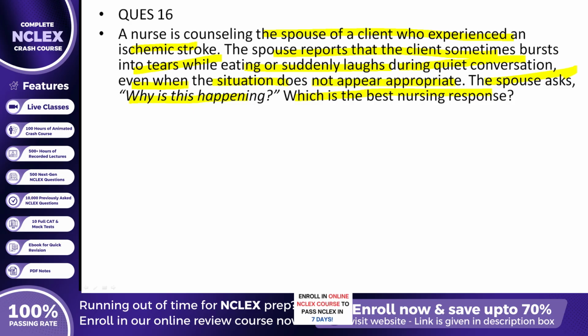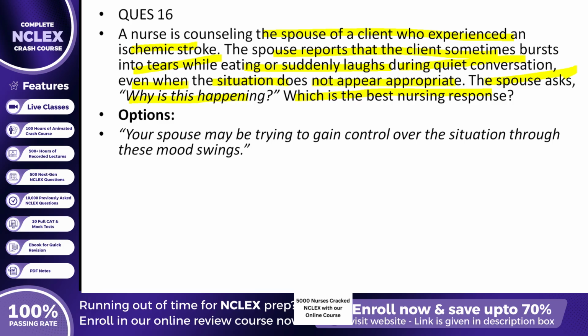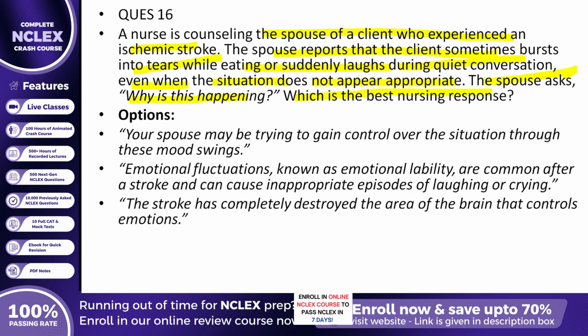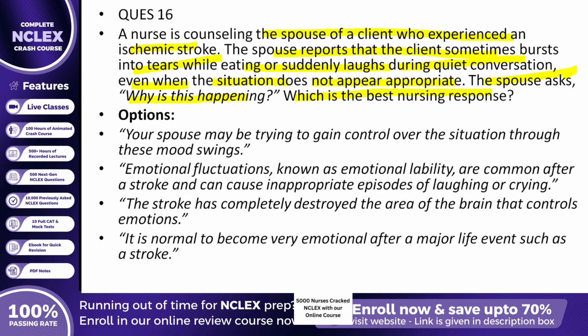Here are the options to consider. Option 1, your spouse may be trying to gain control over the situation through these mood swings. Option 2, emotional fluctuations, known as emotional lability, are common after a stroke and can cause inappropriate episodes of laughing or crying. Option 3, the stroke has completely destroyed the area of the brain that controls emotions. And Option 4, it is normal to become very emotional after a major life event such as a stroke.